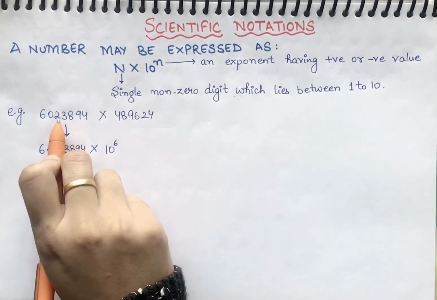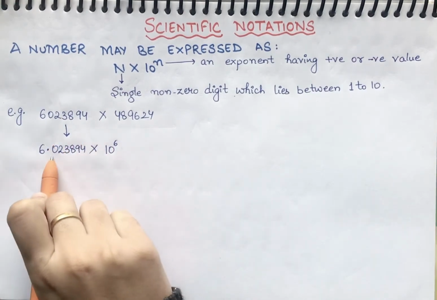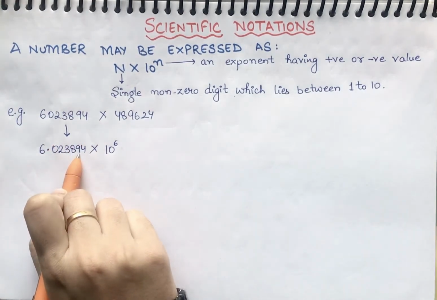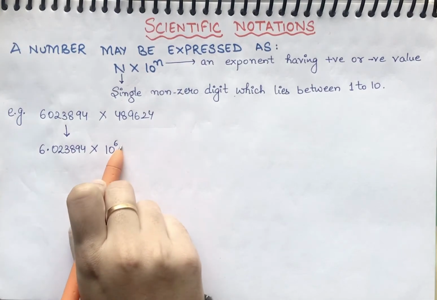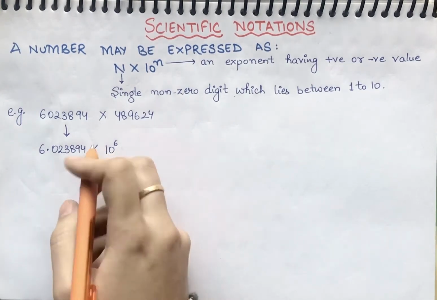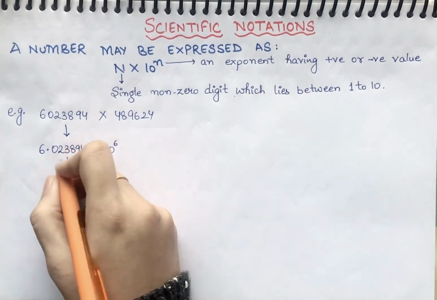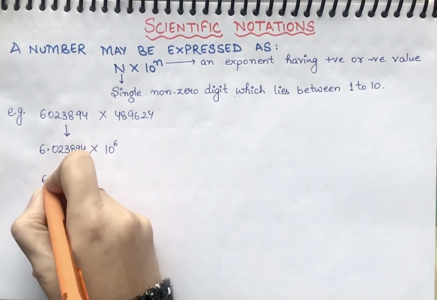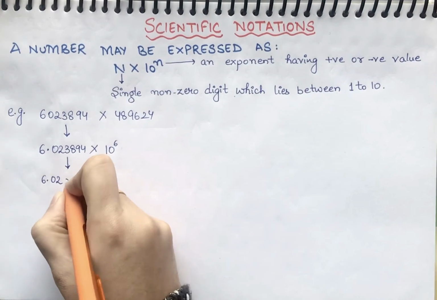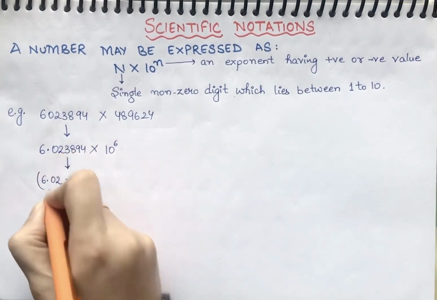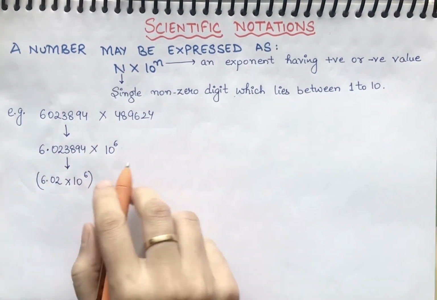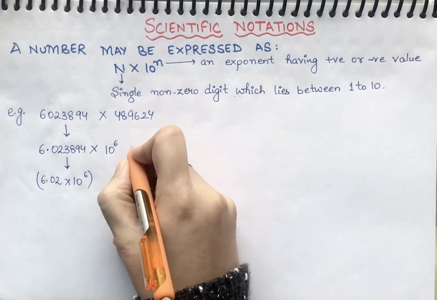That means this value can be written as 6.023894 into 10 raised to power 6. Now let's simplify it again. You'll simply round off these values, so you can write 6.02 into 10 raised to power 6. That means you are having a short value whose multiplication will be quite easy.